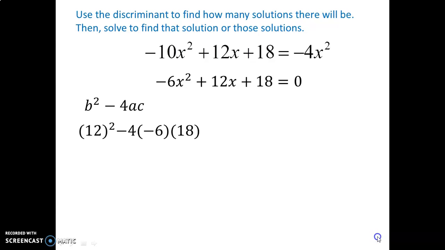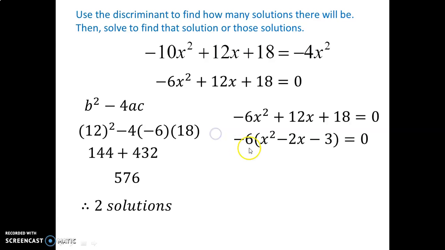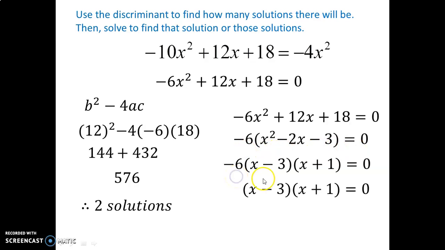Okay, so solving the discriminant, we get a value of 576. That is a positive number, therefore 2 solutions. Let's solve it to confirm. So here we go. 6 can be factored out. At this point, you can divide by negative 6 on both sides to get rid of the negative 6. I kept it for one more step. But continuing on, I got rid of it. And then we can solve it and find our 2 solutions. So we were told there should be 2, and we confirm there are 2.